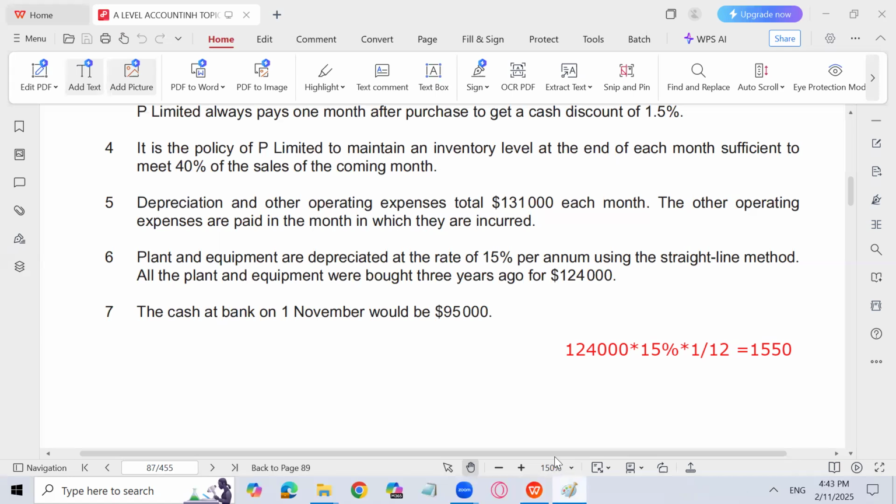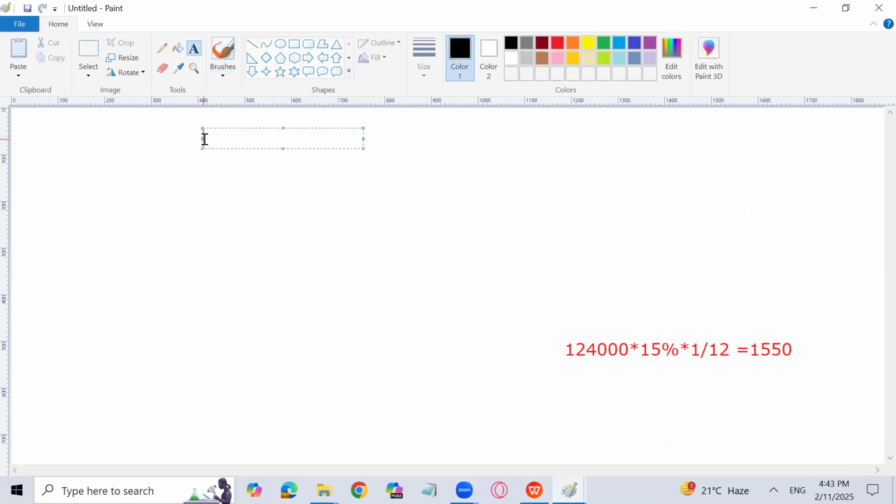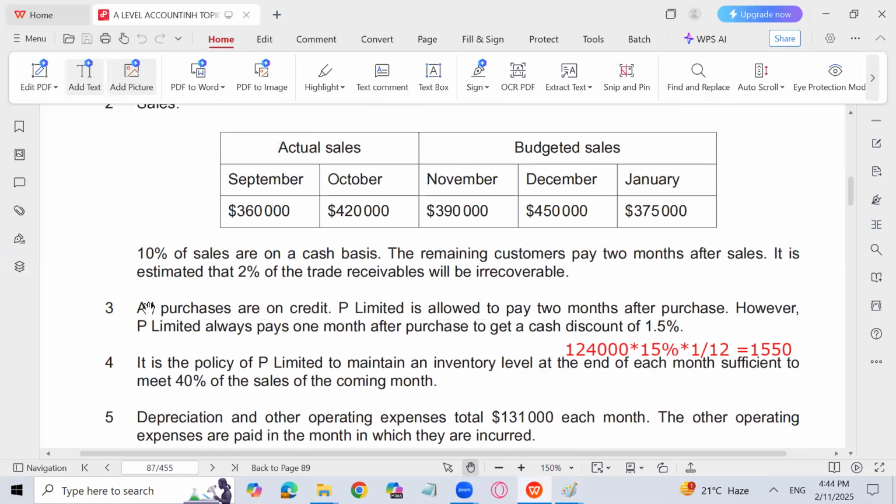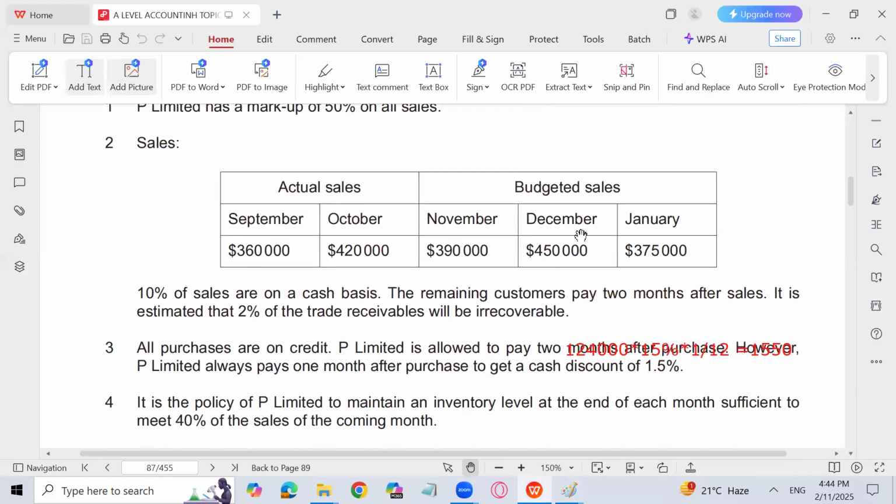Just a minute. I will write the sales of November, December, and January, because we are basically preparing the statement of profit and loss, till gross profit, for the 3 months. Remember this. So the sales for the 3 months is going to be November, December, January. Sales is always recorded in the period to which it relates, Khatija. It has nothing to do with when it is going to be paid. So add it up. 390,000 plus 450,000 plus 375,000.